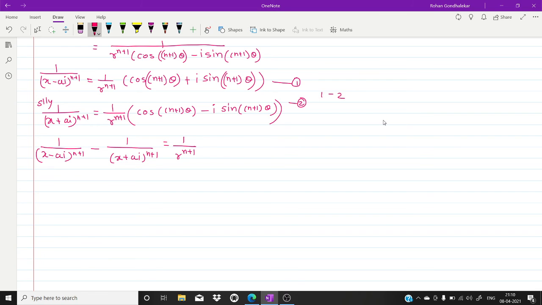Fine. Now as there is a subtraction, see this cos n plus 1 theta, and this term becomes minus cos n plus 1 theta. So the cos terms get cancelled, and this minus becomes plus. So hence we get 2i times sine of n plus 1 theta.